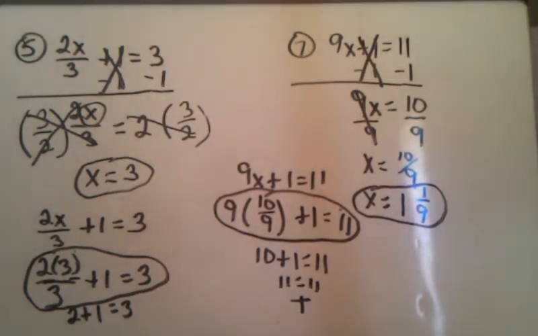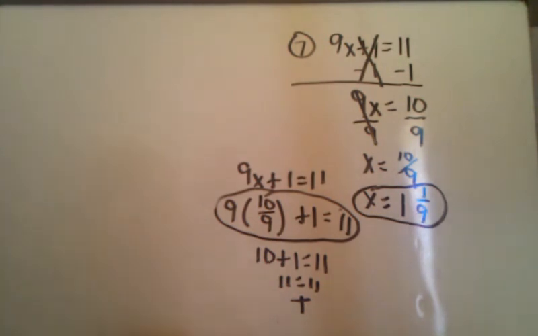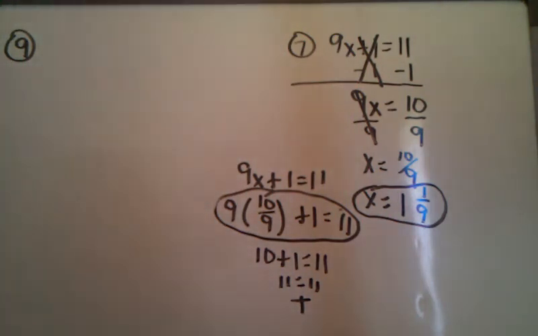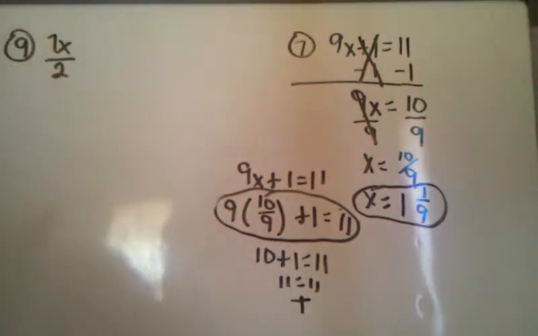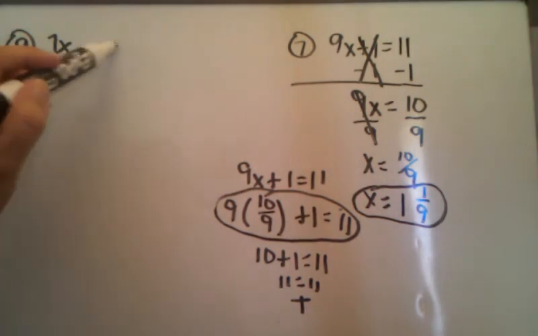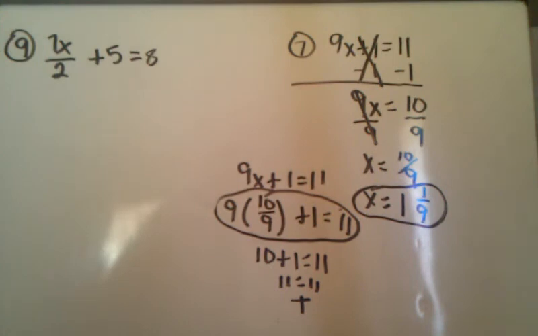Alright, let's look at number 9. Number 9 says, 7x over 2 plus 5 equals 8. I want you to stop the tape and do number 9. Remember to check it.